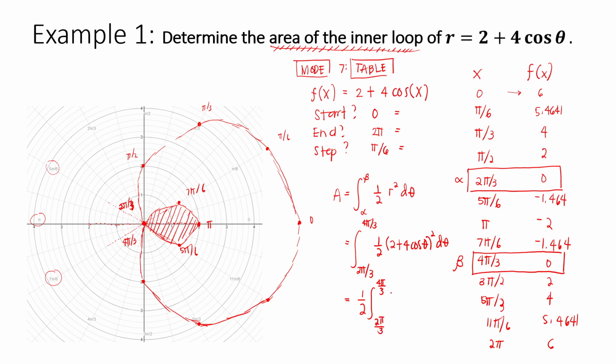And again, since the default variable for the calculator is x, you're going to put parentheses. Since we cannot put brackets, we're going to put 2 plus 4 and then cosine alpha x and then parentheses again squared dx. So that's how you plug in your values in the calculator.